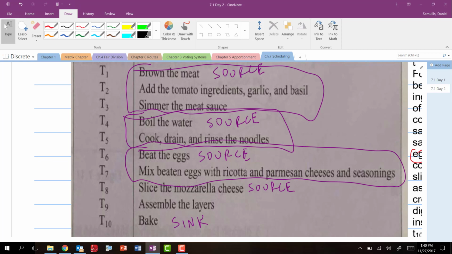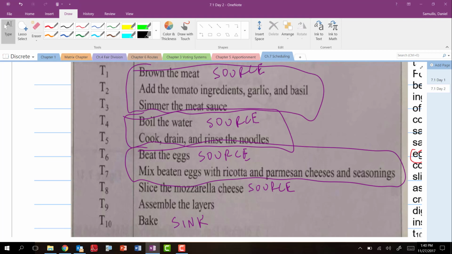Then I got confused last year. Beat the eggs? Where the heck? Wait, do I have to make the noodles from scratch? Because you can make egg noodles using eggs for that. Then it says, oh, mix the beaten eggs with ricotta and Parmesan cheese. If you ever had, how many people have had lasagna? That's that chunky cheese, right? The thing that's in chunks, that kind of sits on top or as part of the layers, as opposed to the cheese that is melted and stretches. So this is a separate slice the mozzarella cheese and then assemble the layers and then bake.